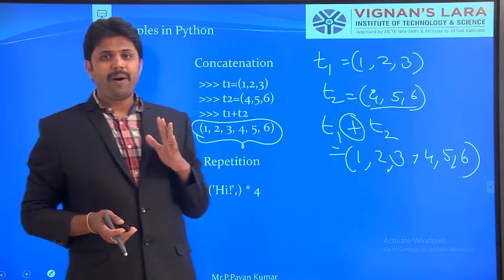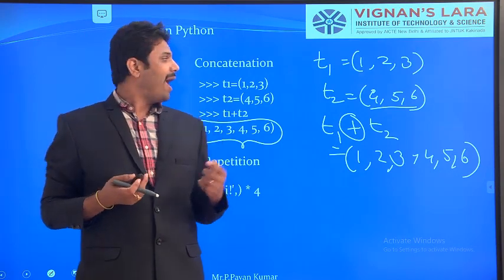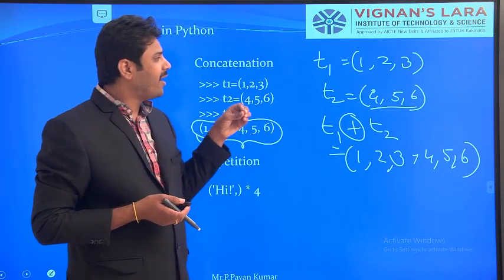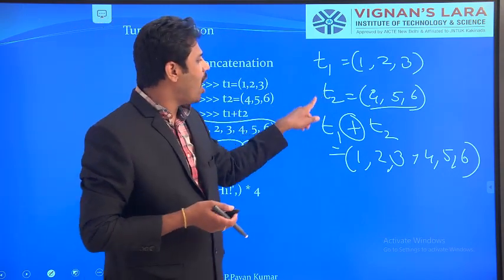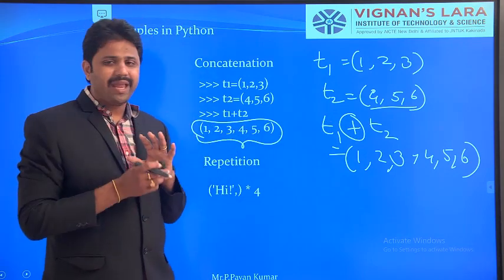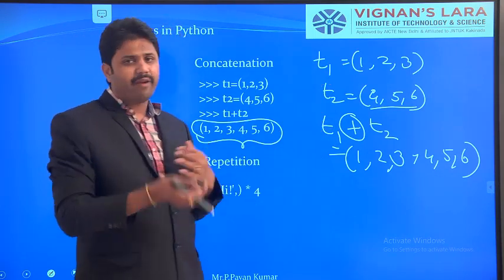We did not perform any changes. You created a new tuple. You did not remove anything, and you did not add anything to T1 or to T2. So we are not performing any operation on them, you are simply concatenating these two by creating a new tuple.